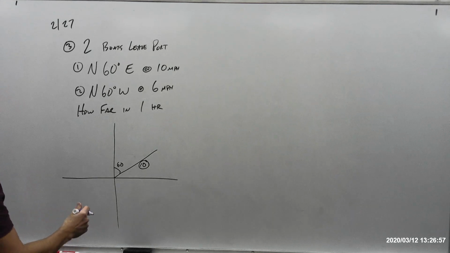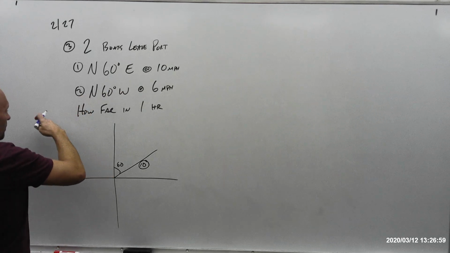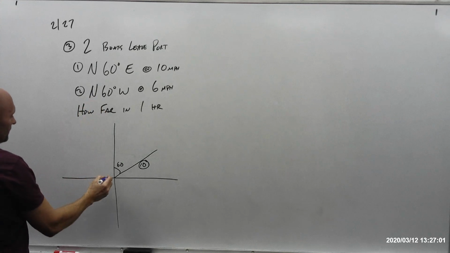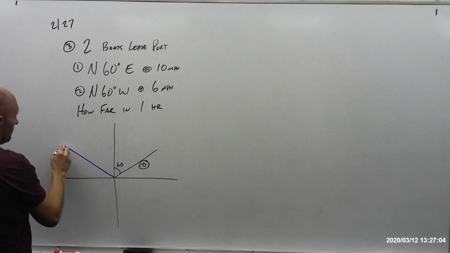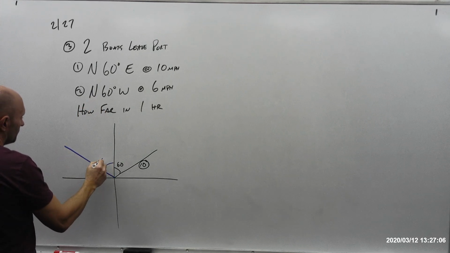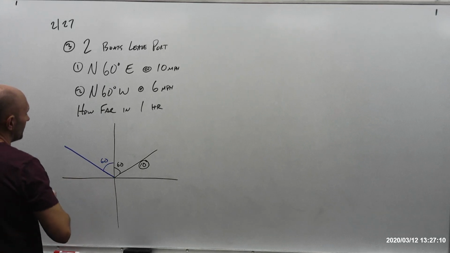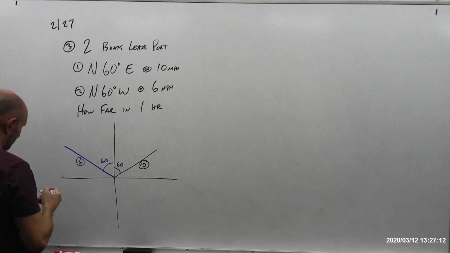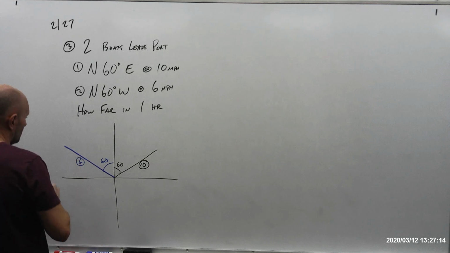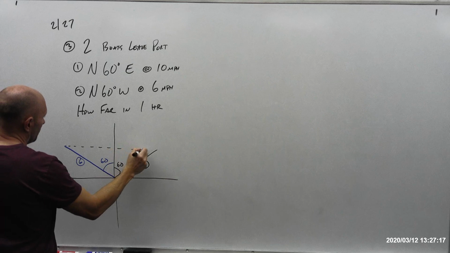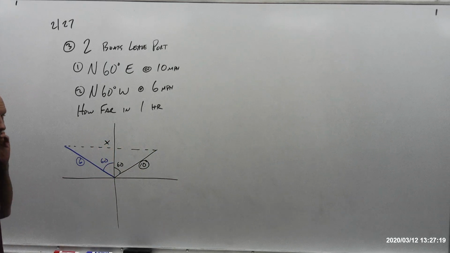The second boat, northwest, that's quadrant 2, 60 degrees, so headed this way. Again, the 60 has to touch the y-axis. And that's a speed of 6. This is only going 1 hour. So then we're looking for how far apart are these guys.